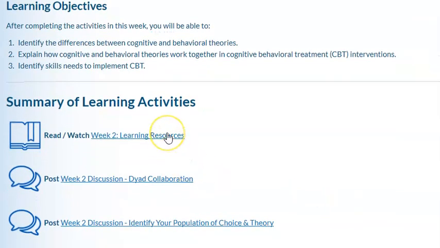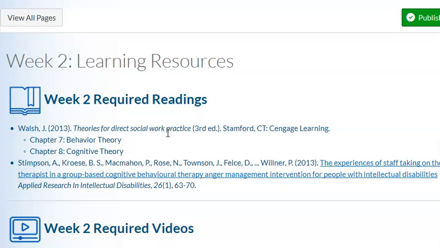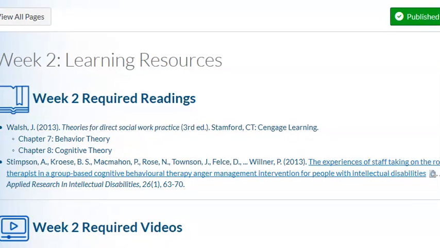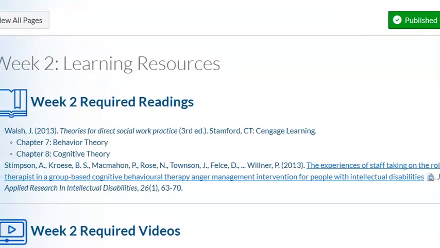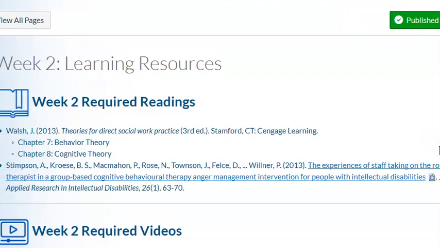The learning activities for this week are as follows, starting with our learning resources. There are 2 chapters in the Walsh book this week. One is Chapter 7 on behavior theory and Chapter 8 on cognitive theory, and an additional reading on the experiences of staff taking on the role of lay therapists in a group-based cognitive behavioral therapy anger management intervention for people with intellectual disabilities.